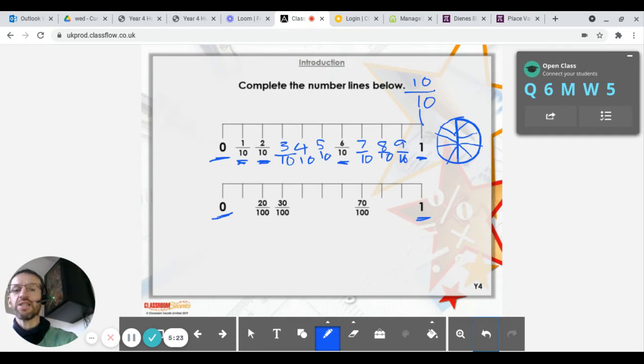Look at the second line down here. This is our new learning today. We're not thinking about tenths anymore. We're thinking about hundredths. Can you see the pattern?